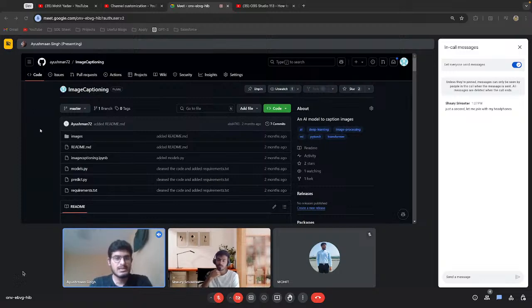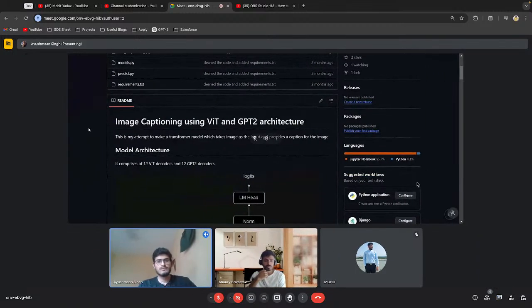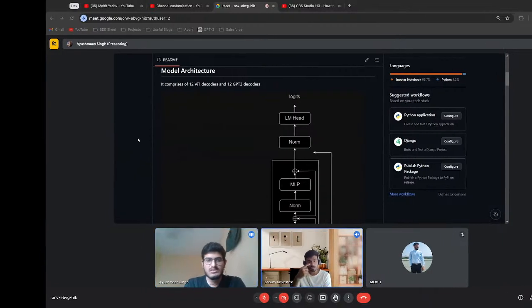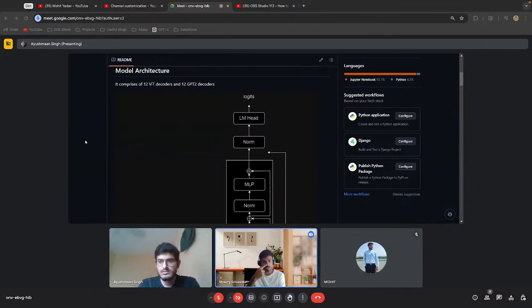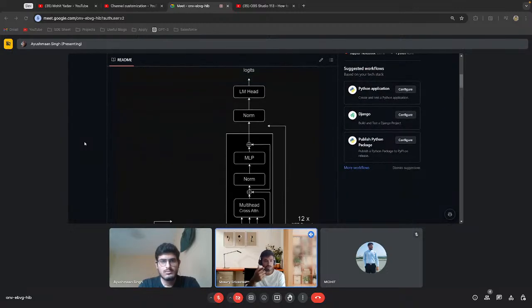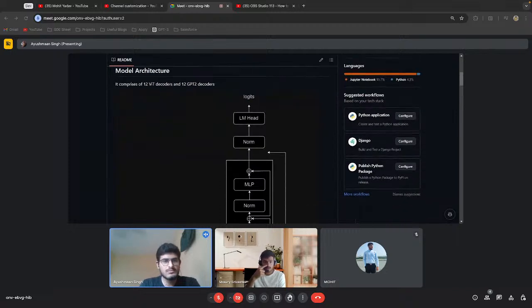This was the image captioning. In this, I have used VIT and GPT-2 architectures, which are present in the transformers library and PyTorch as well. I think it should be VIT encoder and GPT decoder. VIT is an encoder, right? Yes, sir. This has a typo.